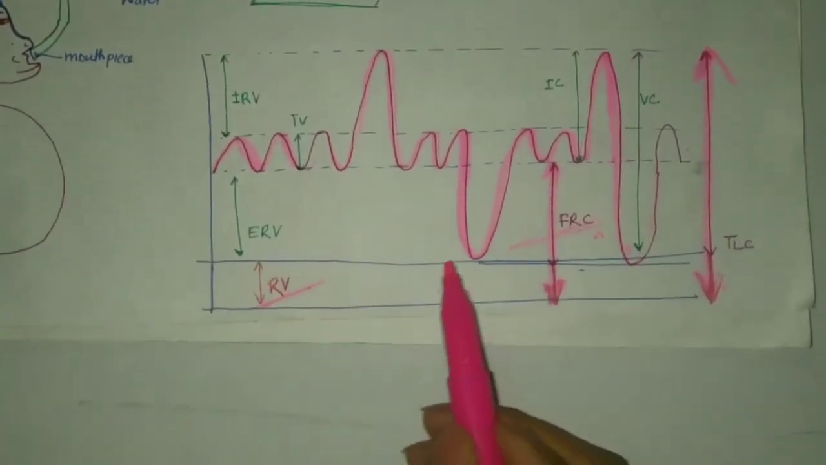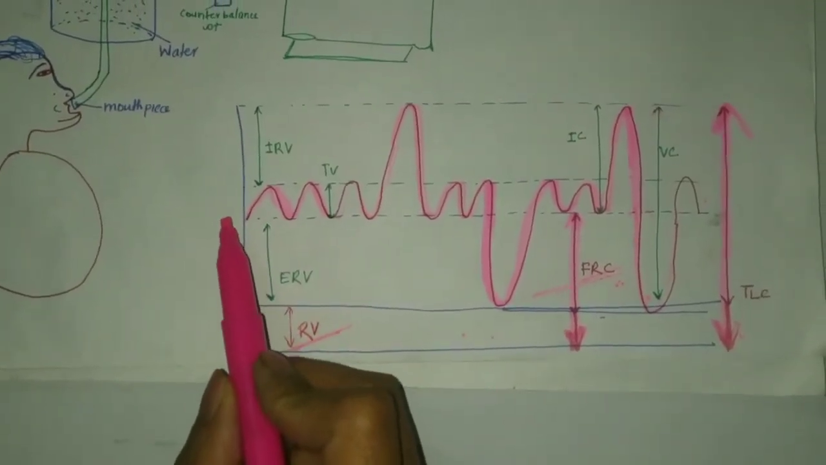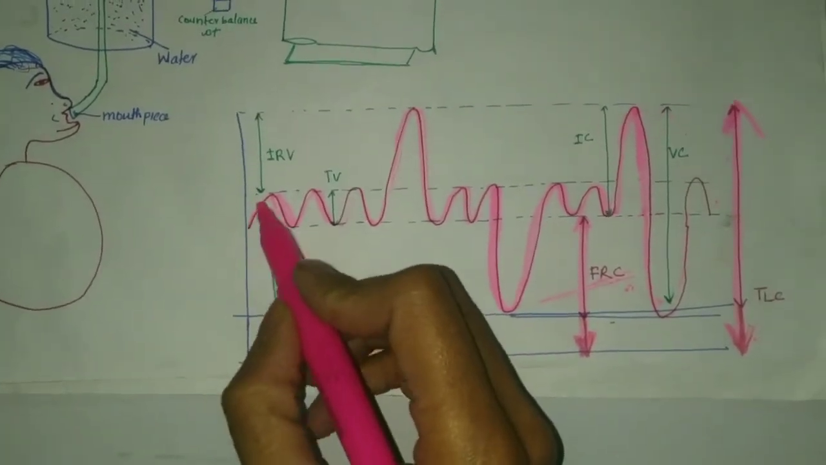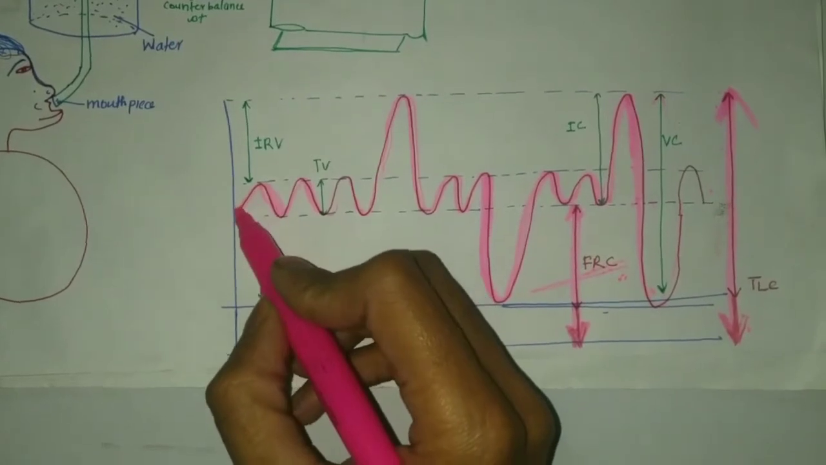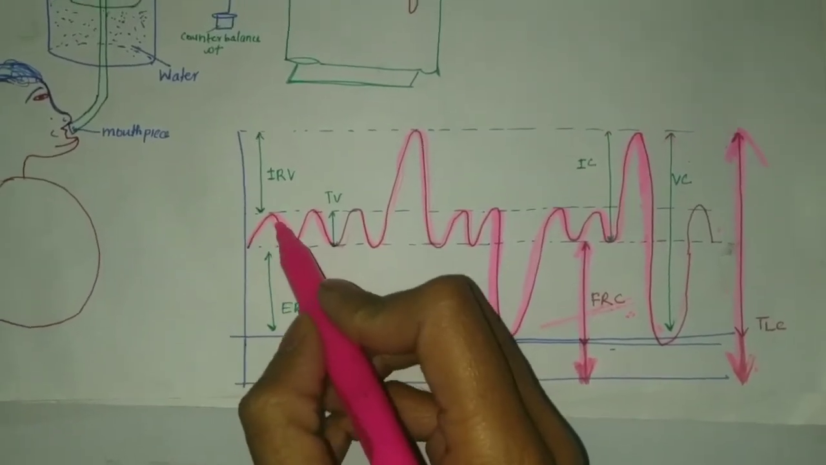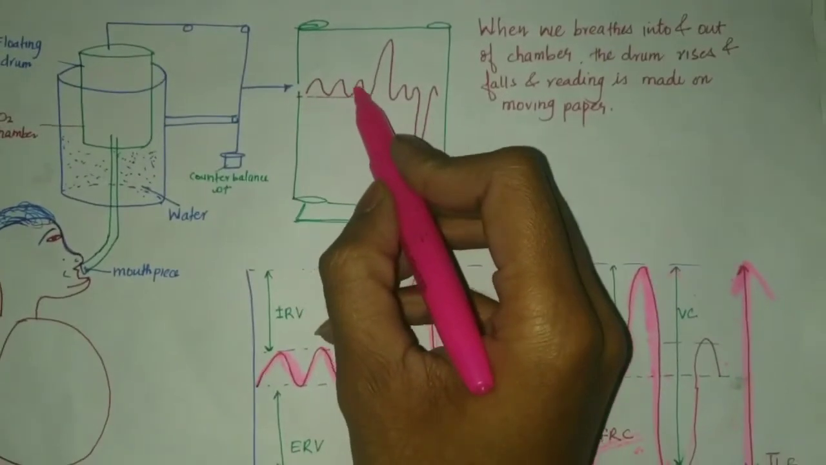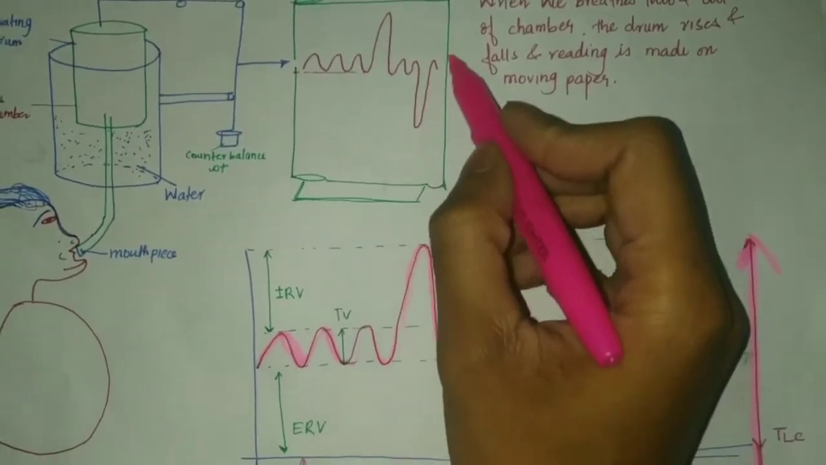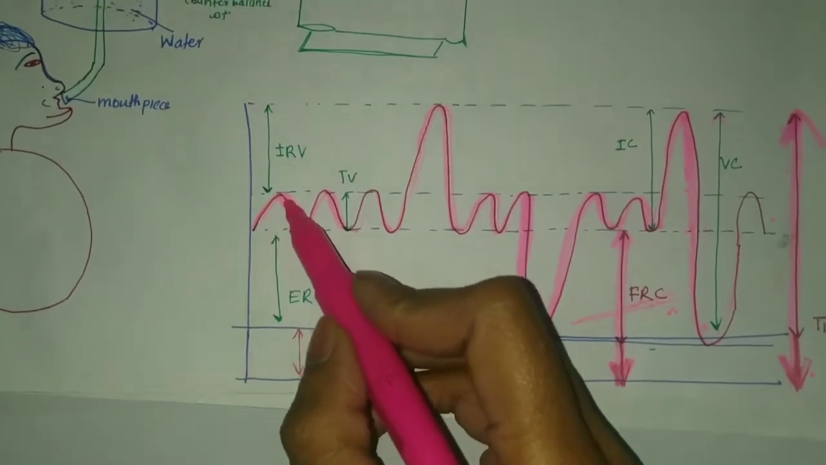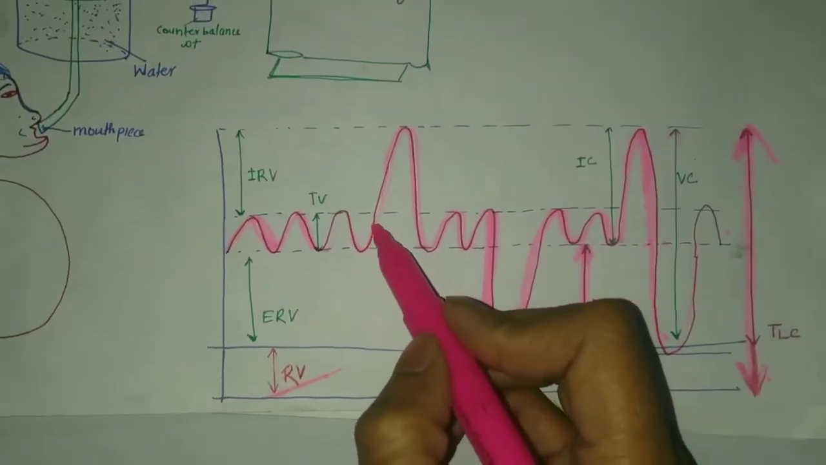Now let's see the graph. We have plotted pulmonary volumes against time. When the person inspires, this is the tidal volume. When a person inspires, this line will go up, and when he expires, this line will go down. So here the person is inspiring, so the line goes up, tidal volume, then he inspires forcefully.